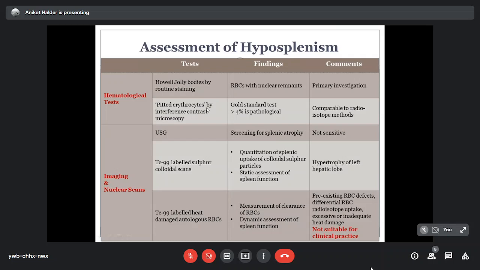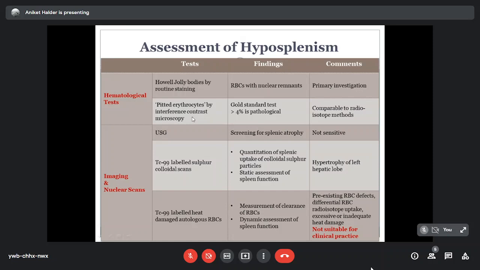The other hematological test which has been considered to be the gold standard in different studies is the finding of pitted erythrocytes. Now, the identification of the pitted erythrocytes is difficult because it is not seen by routine light microscopy, and it requires interference contrast microscopy for identification. So, what are these pitted erythrocytes? Normally, the erythrocytes, as they age, will show small vesicles under their RBC membrane. So these vesicles are the cellular debris or the denatured hemoglobin, which appear beneath this RBC membrane in the form of vesicles.